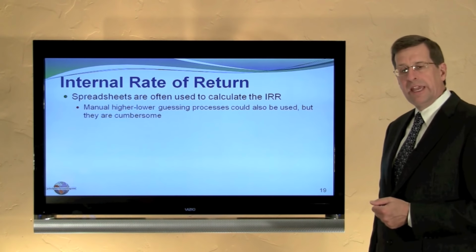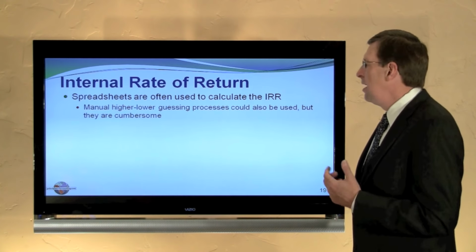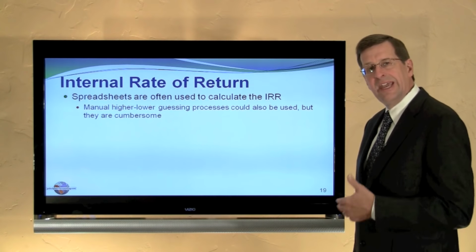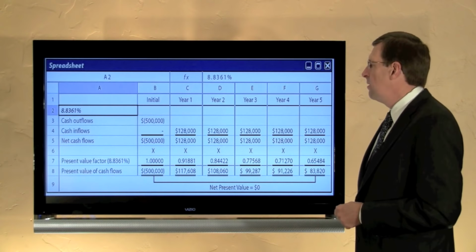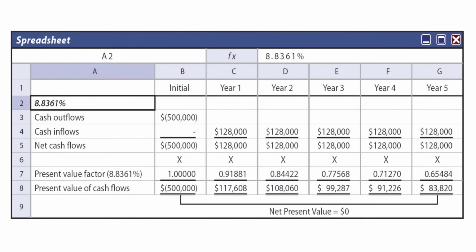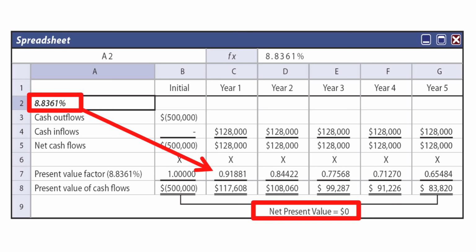Spreadsheets are very helpful in calculating internal rates of return. A manual process would involve a lot of guessing and an iterative process of trying and trying again to zero in on the right rate of return. Here I've worked up a spreadsheet for Mirage Corporation, and you can see that at 8.8361%, discounting the inflows and outflows at that rate, it returns the net present value of zero, and so the internal rate of return is 8.8361.